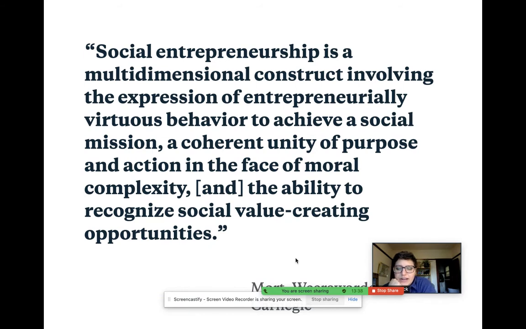social value creating opportunities. So applying the skills and mindsets of traditional entrepreneurship, which is about, again, creating a solution, a product, a service, an intervention that's going to be attractive to consumers, and applying those mindsets and structure toward a social problem.